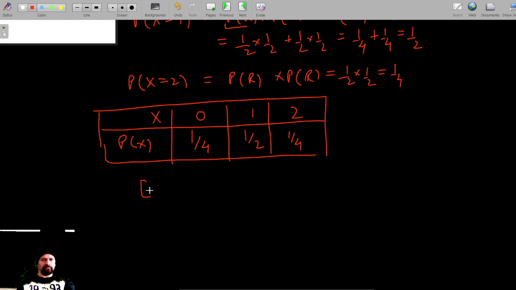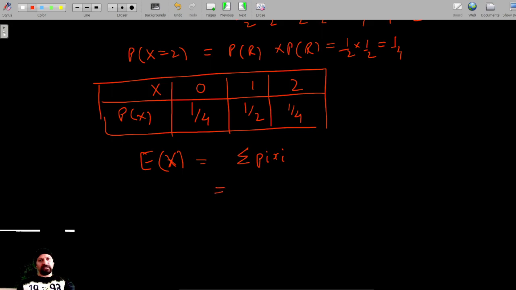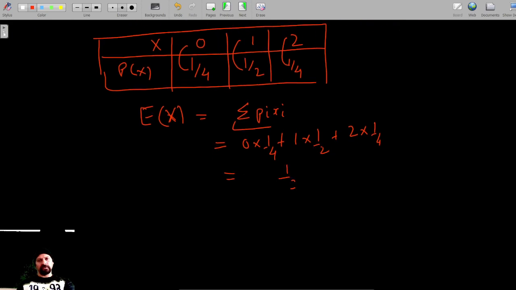So we denote the mean of the random variable by E of X, and that is the summation of X_i into P_i. We have to do the product and then add them. So this is 0 into 1 by 4 plus 1 into half plus 2 into 1 by 4. So 0 into 1 by 4 is 0, this is half, and this is also half.